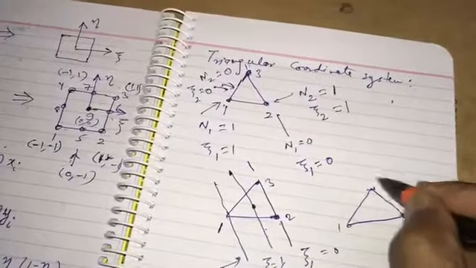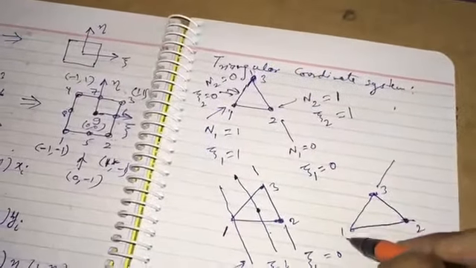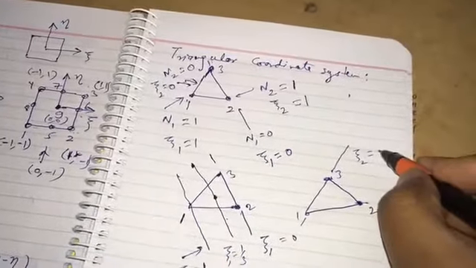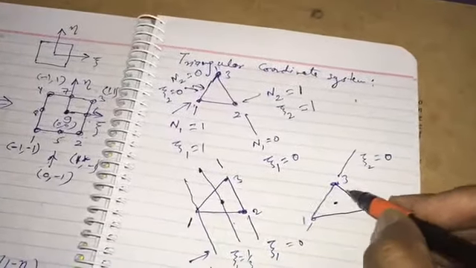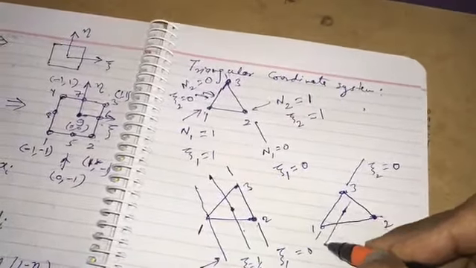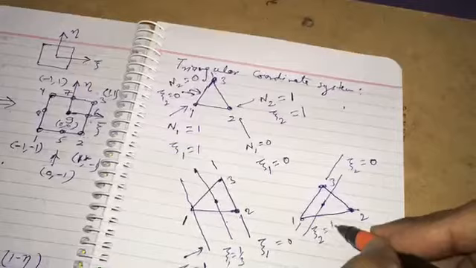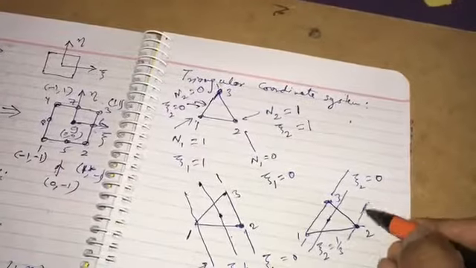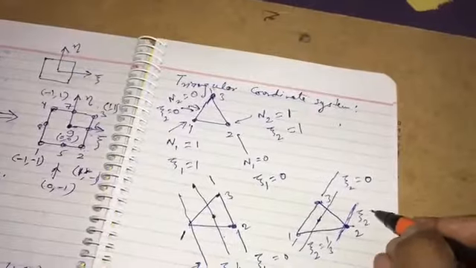So 1, 2, 3. What do we have? 1 3. So on this line we have xi 2 equal to 0, and then a centroid parallel line represents xi 2 equal to 1/3, and then a similar parallel line passing through 2 will represent xi 2 equal to 1. So these are the coordinate systems.